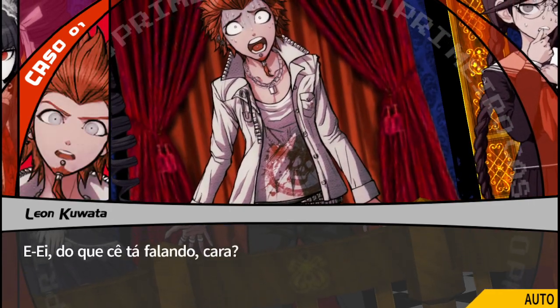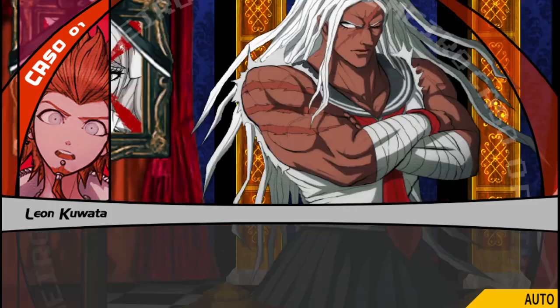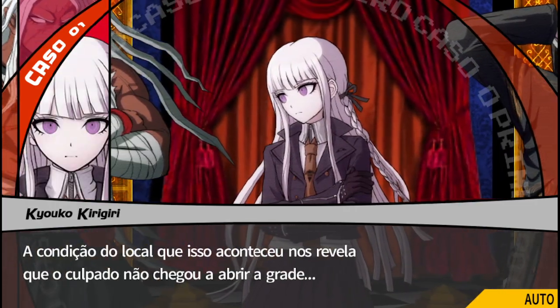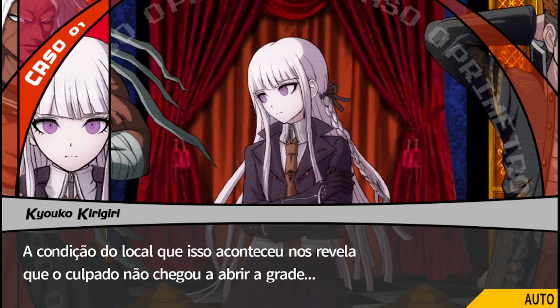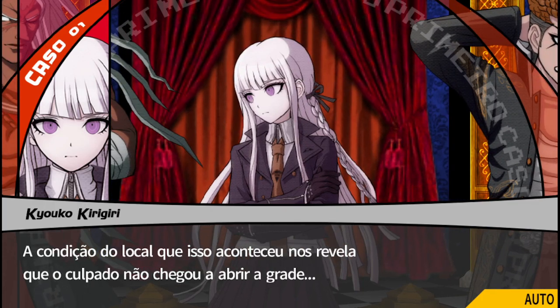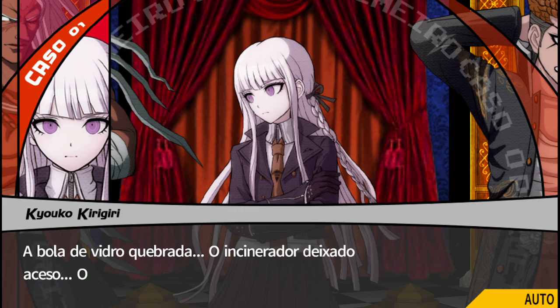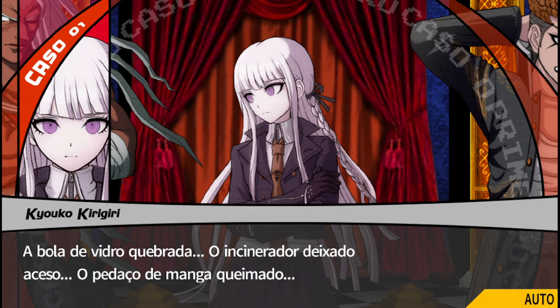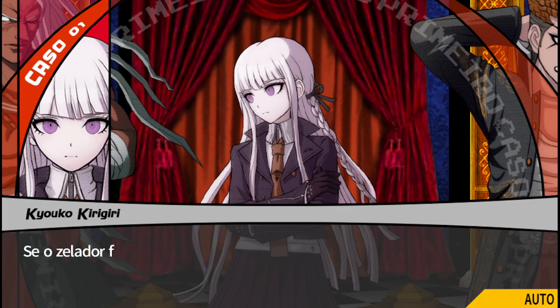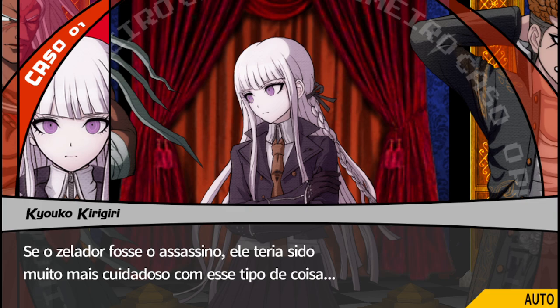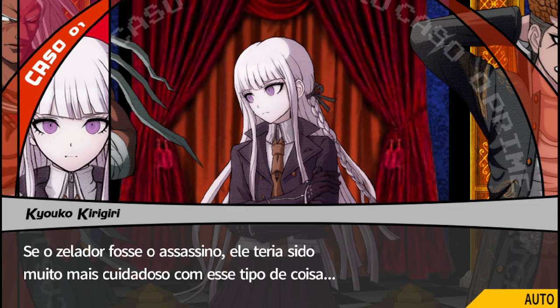Once they'd gotten the incinerator going, all they had to do was ball up the shirt and toss it in. Hey, come on! What the hell is this? All you have to do is look at the scenes to know that the killer never actually went inside the trash room. The shards of broken glass, the incinerator left running, the piece of shirt that escaped the fire. If the killer had been on cleaning duty, the evidence would have been taken care of much more thoroughly.